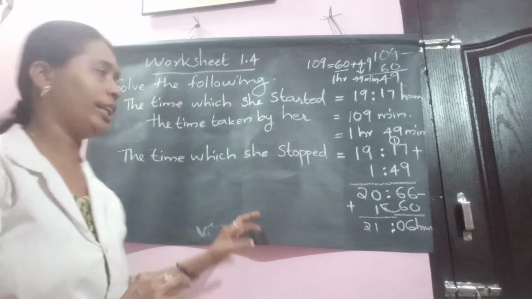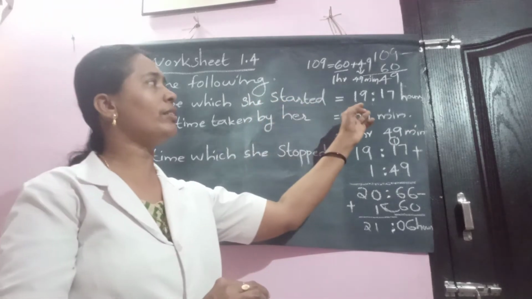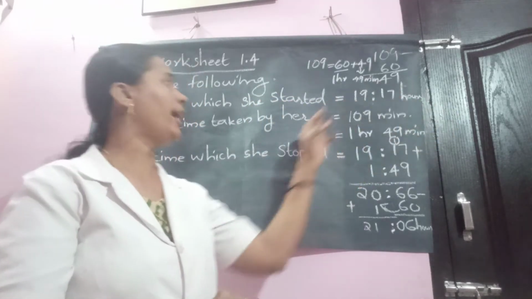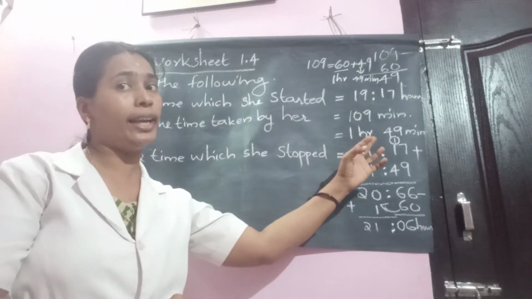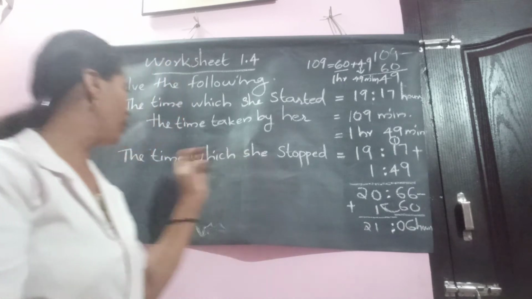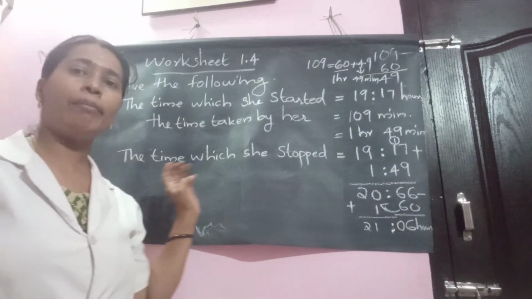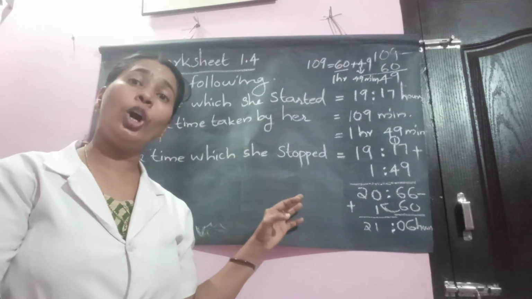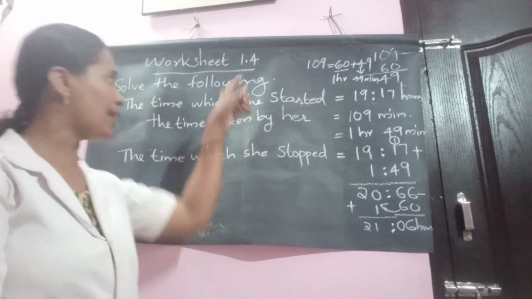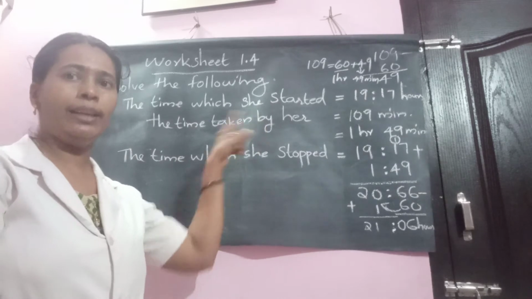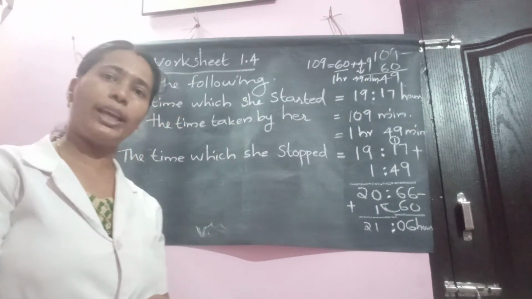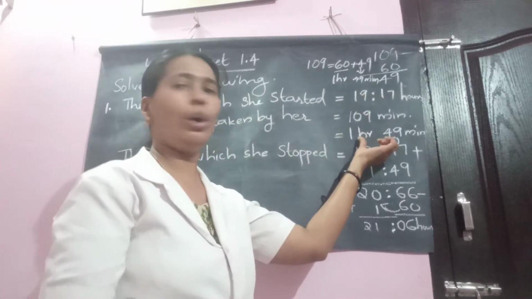Okay, similarly here also she started the activity by 17 hours. And for how long did she do it? 1 hour 49 minutes. So how do you calculate the time at which she stopped? Starting time, time taken, then ending time or finishing time. So how do you calculate the finishing time? We need to add these two together.